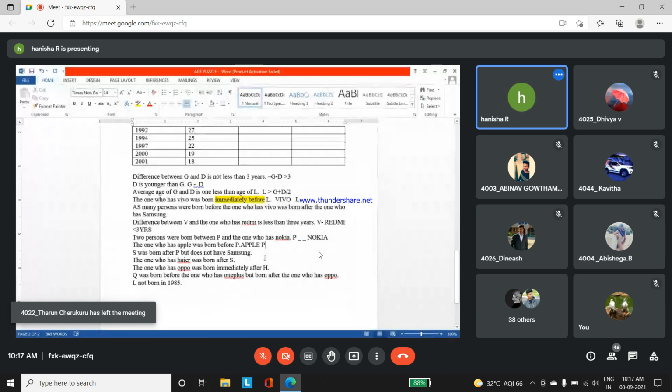Okay, so you can write it like S was born after P. So P followingly you have S, but S will not have Samsung. So I'm going to write it like this. I'm going to strike it out. S will not have Samsung.